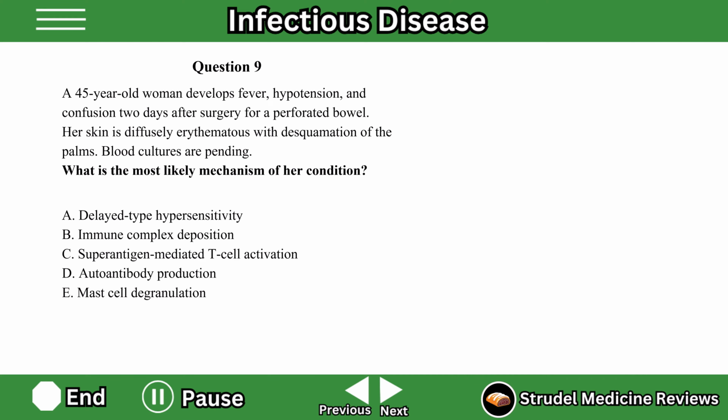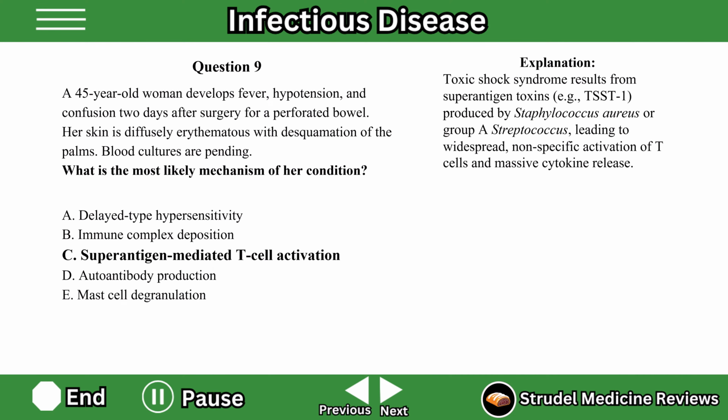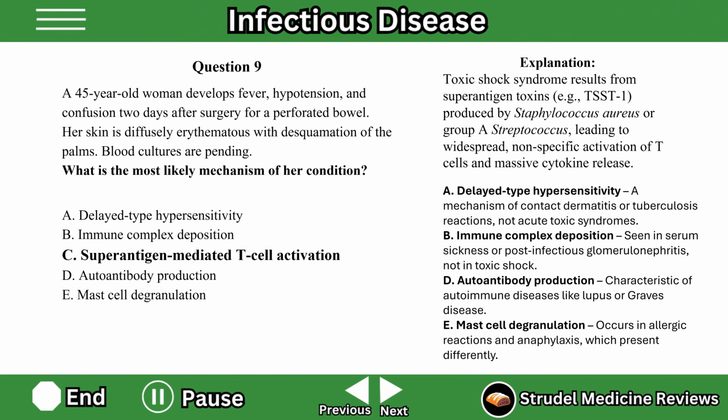So here you should be thinking about C, superantigen mediated T cell activation, because this is an example of toxic shock syndrome, which results from superantigen toxins produced by either Staph aureus or group A strep, leading to widespread nonspecific activation of T cells and massive cytokine release. You can recognize that in this case mostly by the desquamation of the palms, so that cutaneous finding can really clue you into toxic shock syndrome.